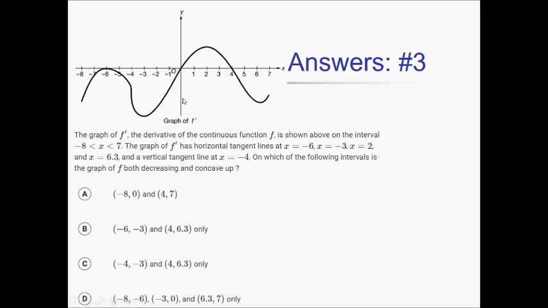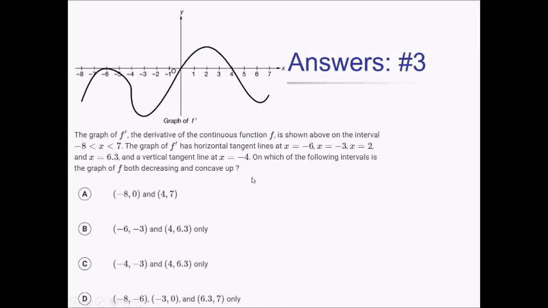For this one, we're given the graph of f prime and a whole bunch of information. They're telling us that we have horizontal tangent lines on f prime at -6, -3, 2, and 6.3. And they kind of had to spell this out because we need to know where this graph is turning around, as you'll see in just a moment. They also said we had a vertical tangent line at x equals -4, which is kind of interesting, but ultimately isn't going to affect us on this particular problem, but it could have, depending on what they were asking for.